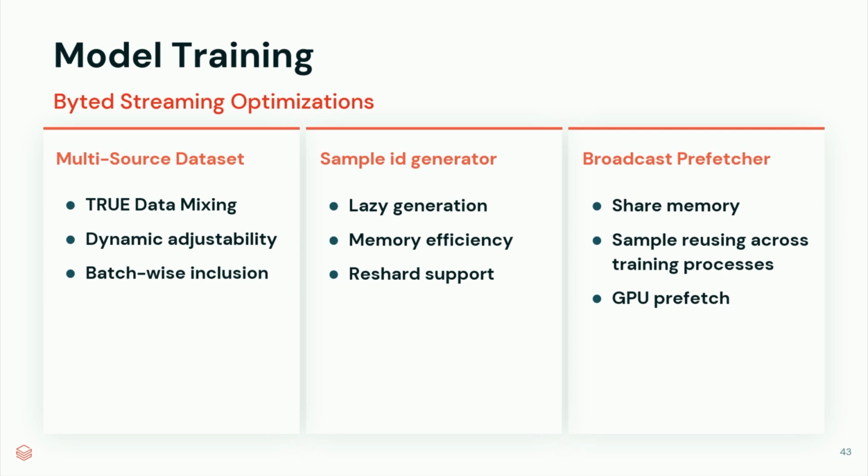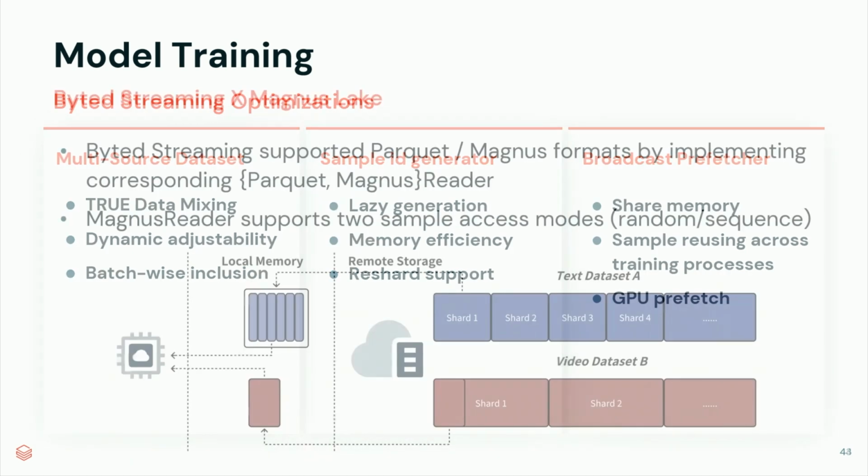And finally, we have a broadcast prefetcher. It's based on shared memory and makes it possible to reuse the same samples across different training processes on the physical node. It also supports GPU prefetch, which can avoid data movement between the CPU memory and the GPU memory.